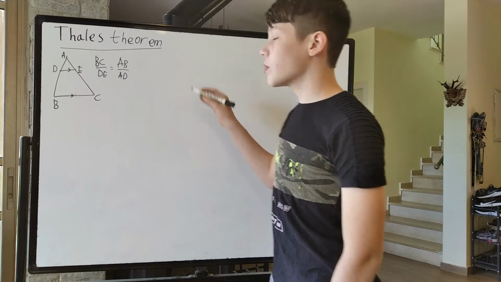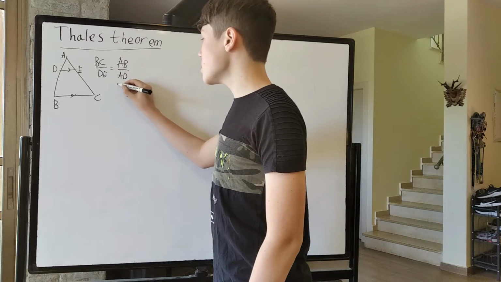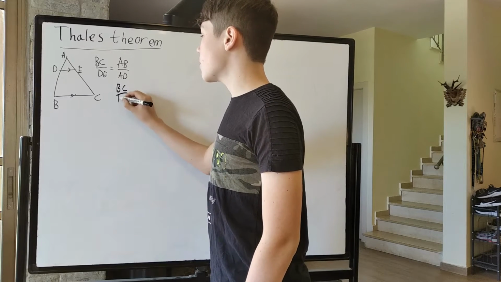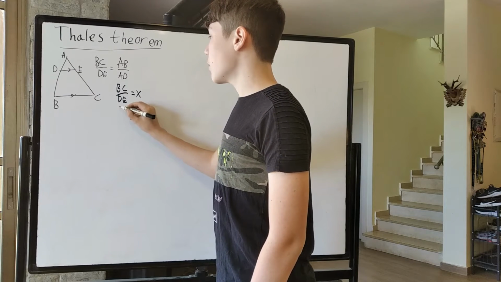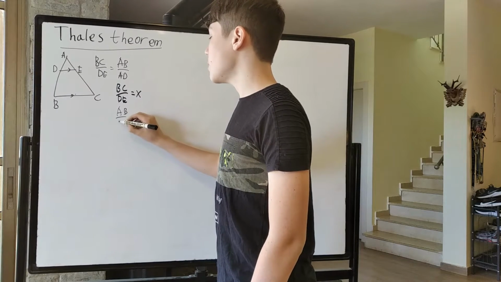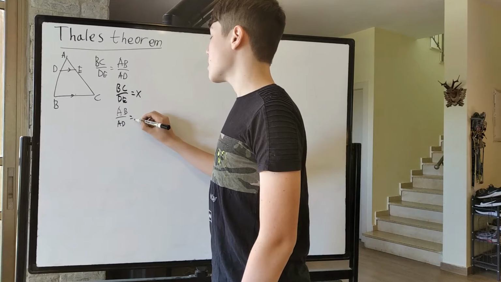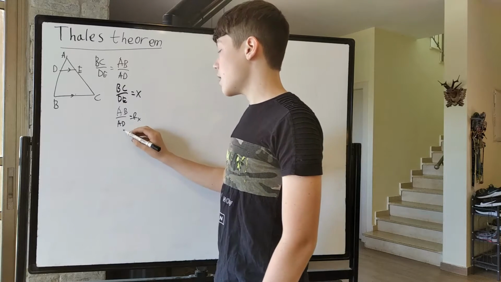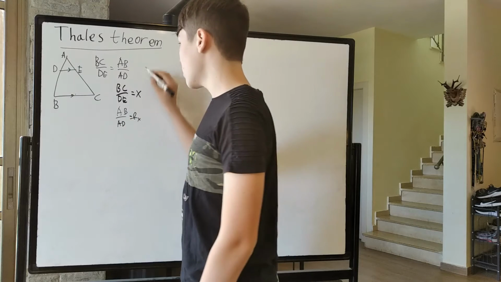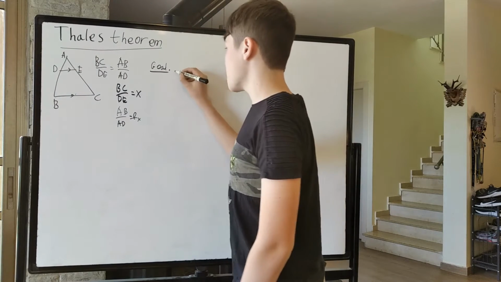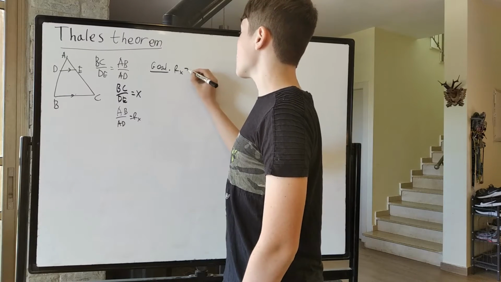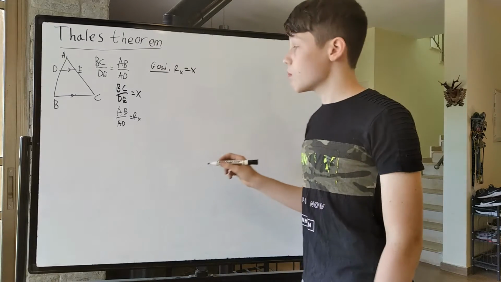So I'm going to first of all make a couple of notations. If BC over DE is x, I'm going to write AB over AD is R(x). And the goal is to prove R(x) is just equal to x. So let's begin.